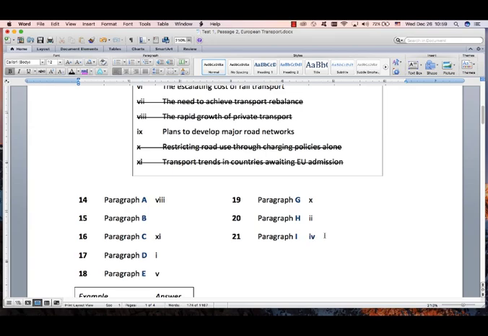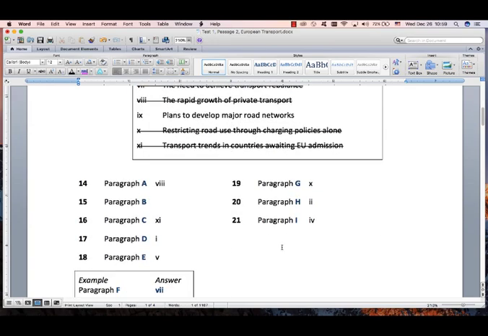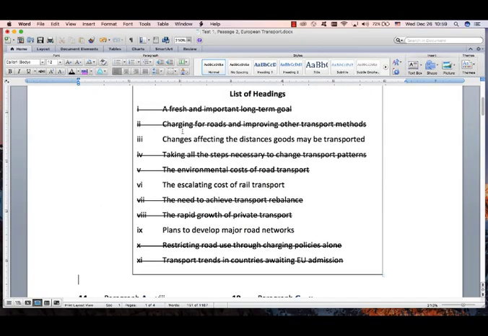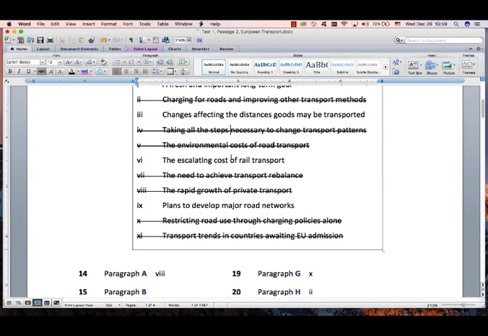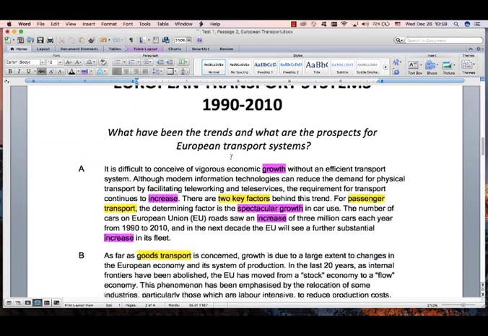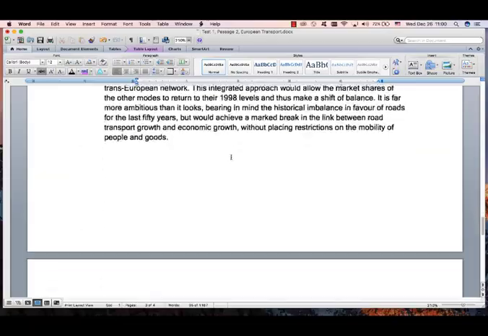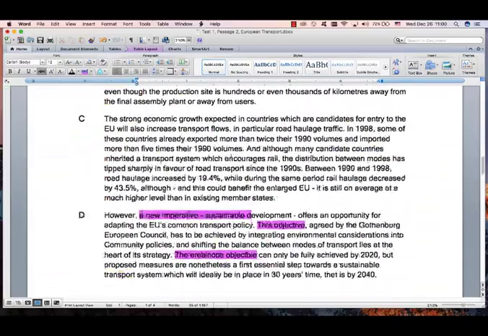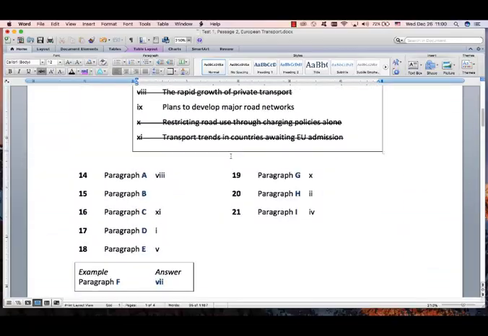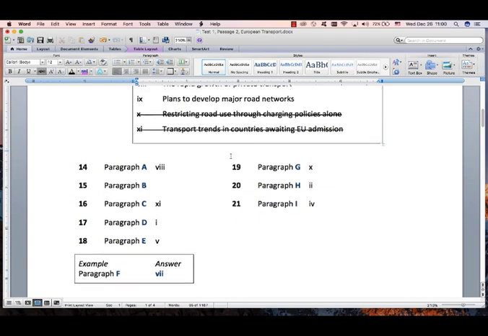So you can see these last 3 went together. Charging for roads, taking all the steps necessary, restricting through this. Actually, they used the gerund to introduce all 3 of them, an ing word to introduce all 3 of them. So the linking language helped us there. And then it's time to just check your time. Maybe you guess. If you've got some time, you can read.